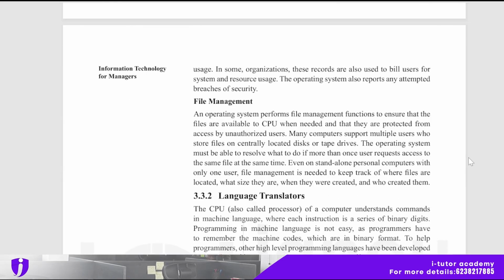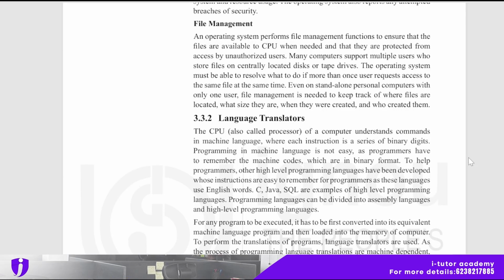File management. An operating system performs file management functions to ensure that the files are available to the CPU when needed and that they are protected from access by unauthorized users. Many computers support multiple users who store files on centrally located disk or tape drives.